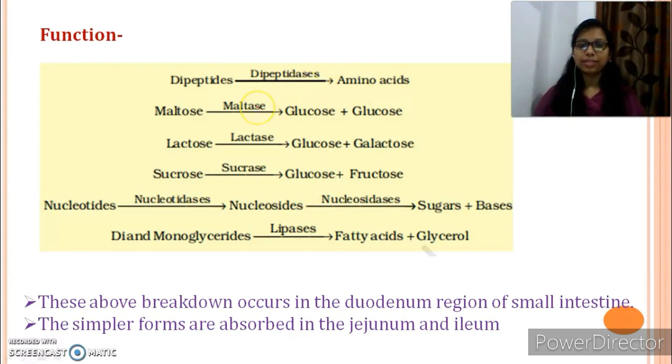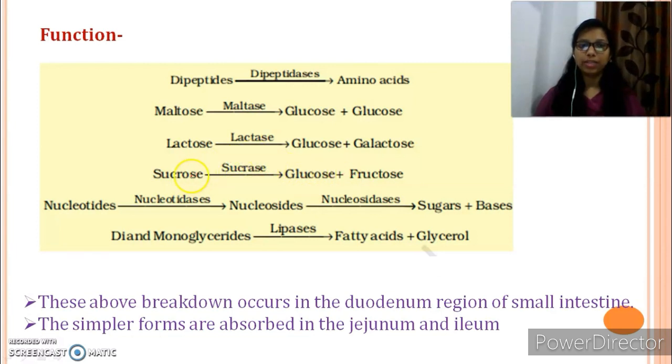Okay, next is the action of disaccharidases. Disaccharidases, the maltase, lactase, sucrase, these are all disaccharidases. They act on disaccharides. Okay, maltose is a form of disaccharide. Similarly, lactose and sucrose are also disaccharides. So maltose will be converted with the help of maltase into glucose and glucose. Okay, similarly, lactose will get converted into glucose and galactose with the help of the disaccharidase lactase, and sucrose will be converted into glucose and fructose with the help of sucrase.